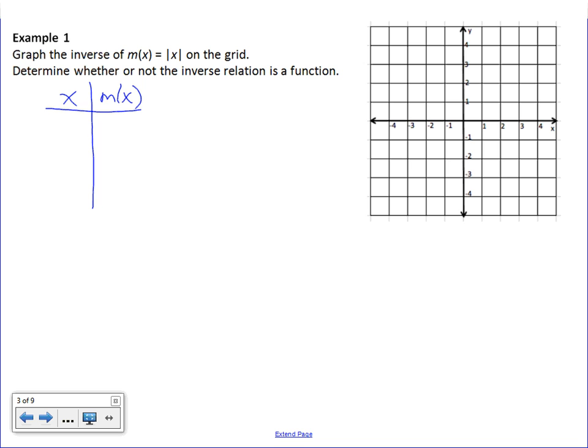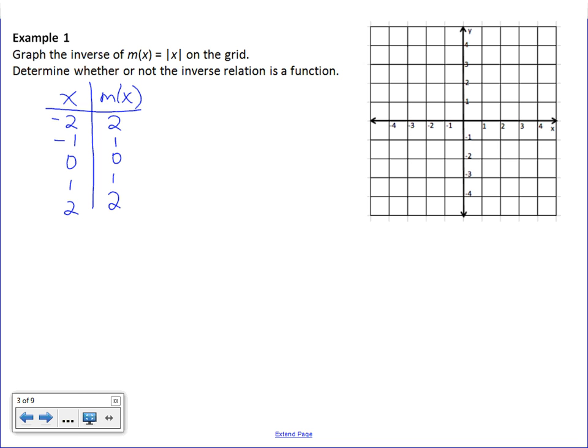So maybe we'll just do a little list here of points on m at x, points on the absolute value function. Why don't we pick 5 of them? We'll go -2, -1, 0, 1, 2. What would be the matching y values on the original absolute value? So take the absolute value of these five numbers, and what do you get? 2, 1, 0, 1, 2.